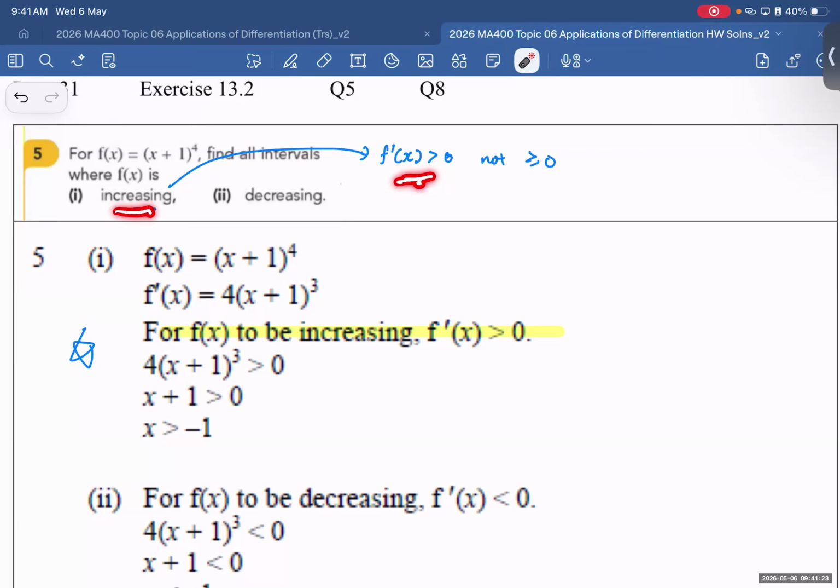In other countries, they may say that this is increasing, and this is strictly increasing. But for Singapore, this increasing just means more than 0. So let's be clear.